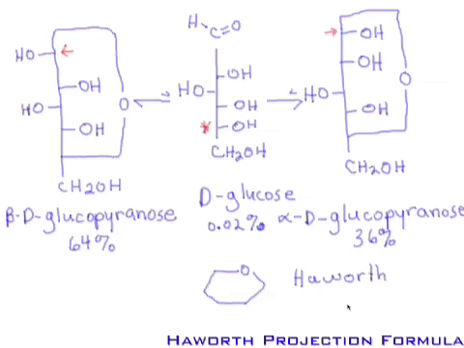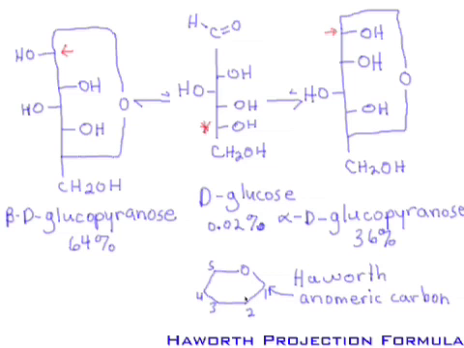Now the Haworth projection formula puts the oxygen in the upper right vertex, and this right vertex here is my anomeric carbon. This is the standard method of drawing a Haworth projection formula. Now the anomeric carbon is the carbon that was the carbonyl. It's carbon 1. So we number this way around the ring: 1, 2, 3, 4, 5, and so on.